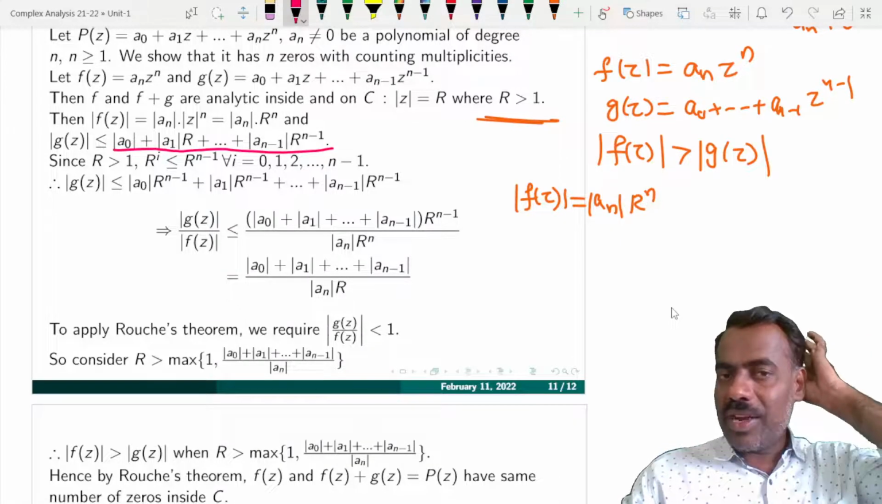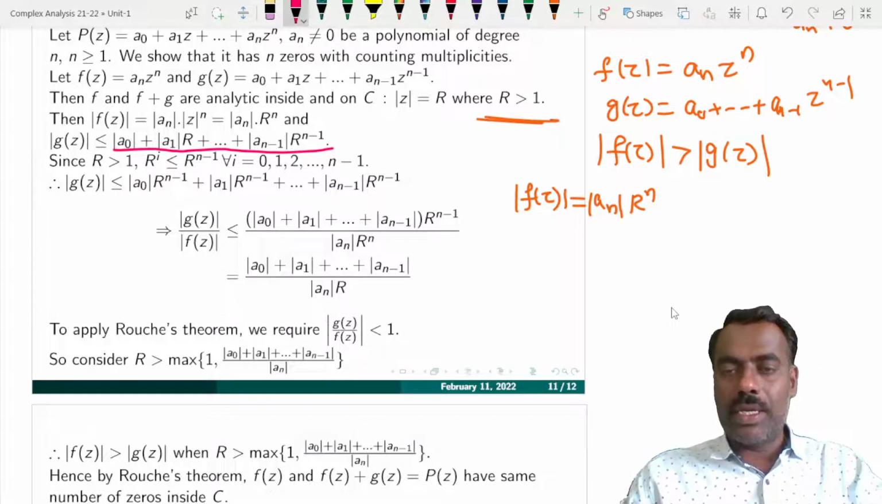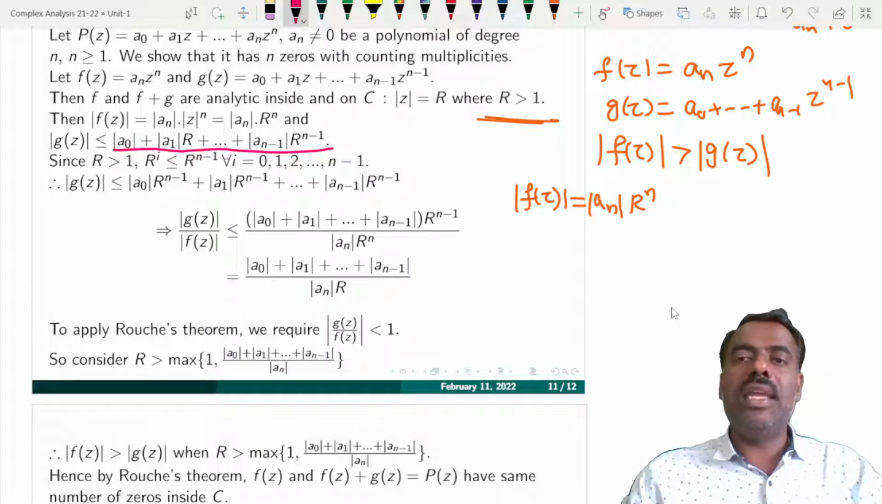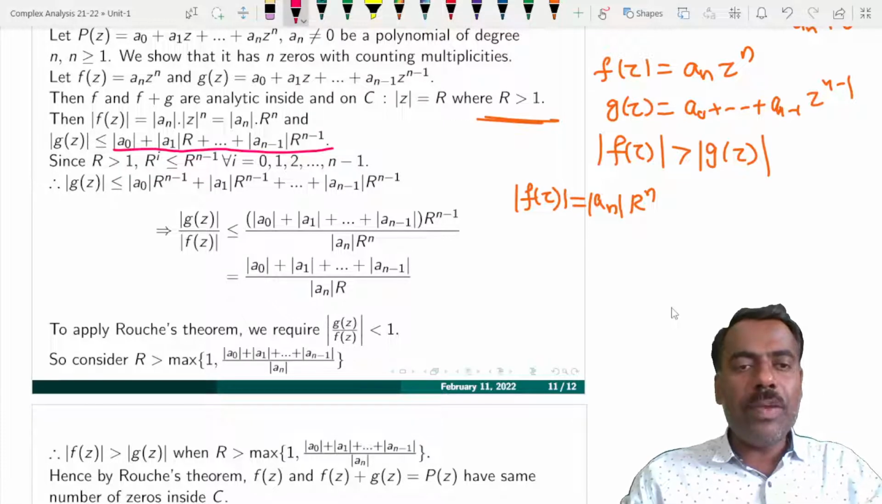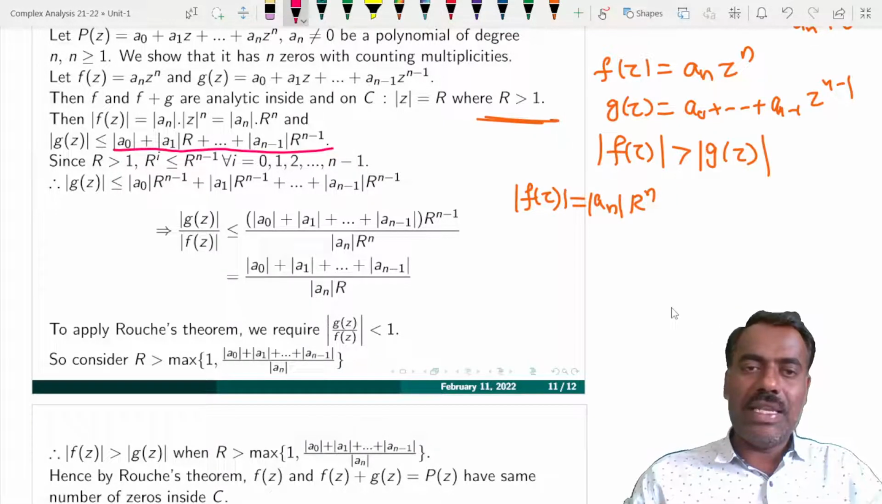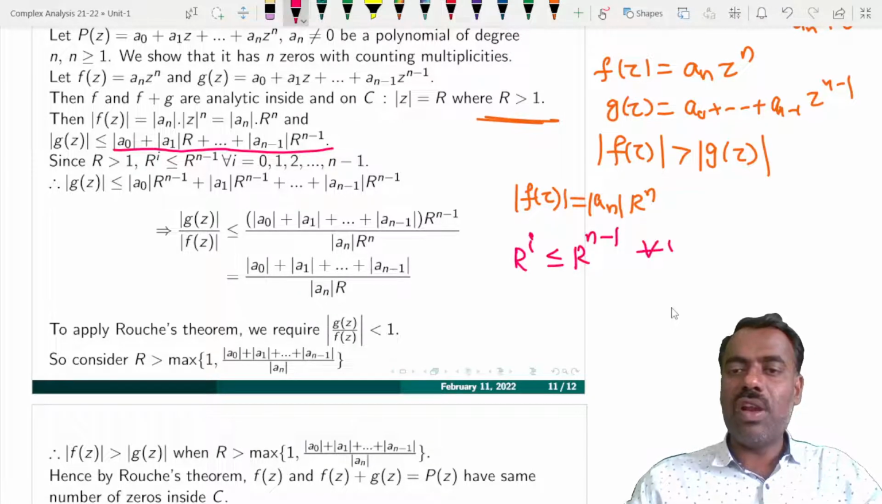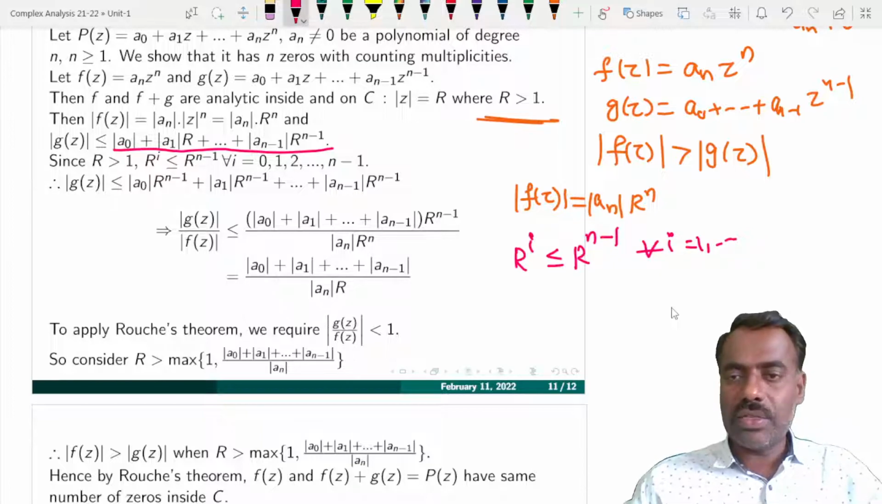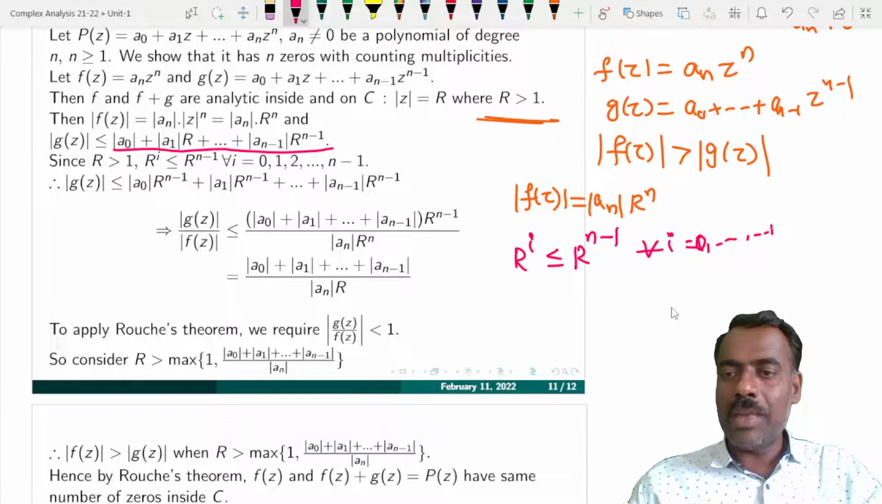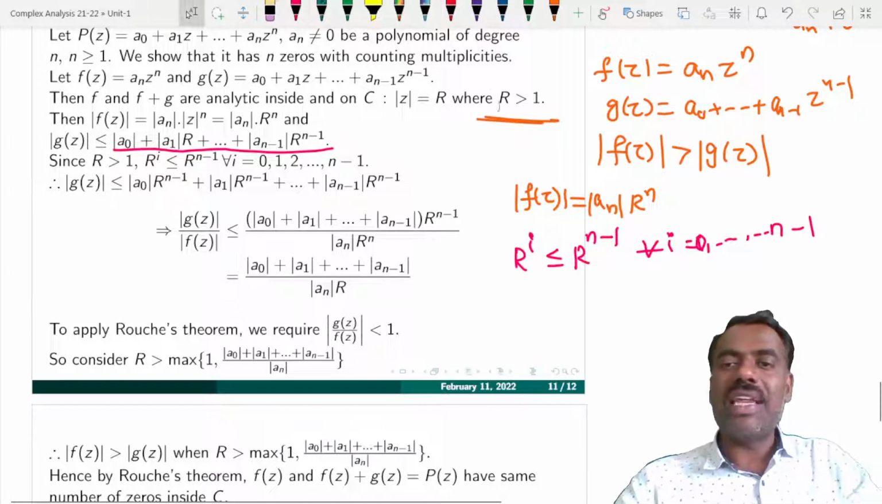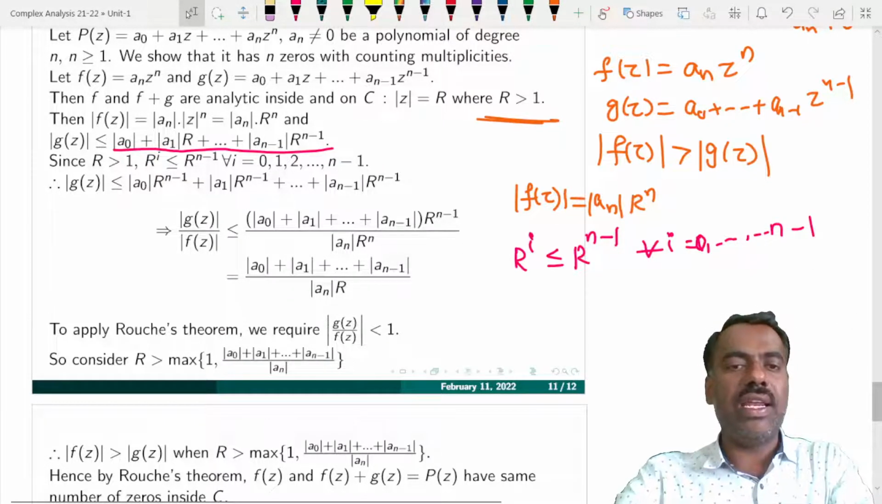Because R is greater than 1, R square is less than R cube, R cube is less than R power 4, and so on. So every power here, we can replace by one single one, which is R power n minus 1. That means I can write that R power i is less than or equal to R power n minus 1 for all i starting from 0 up to n minus 1, because R is greater than 1. That is the reason we have taken R greater than 1.